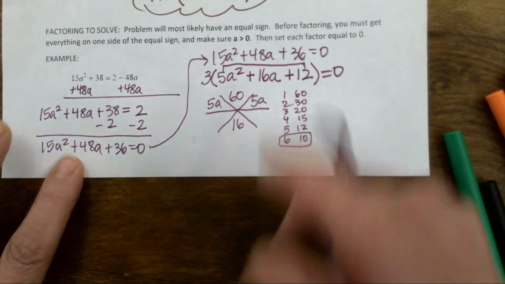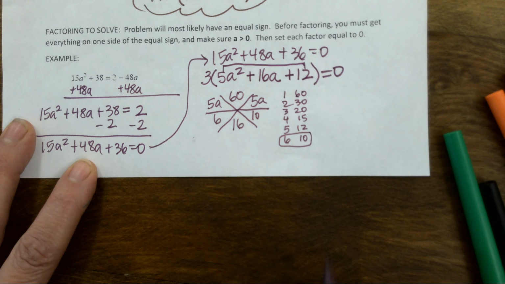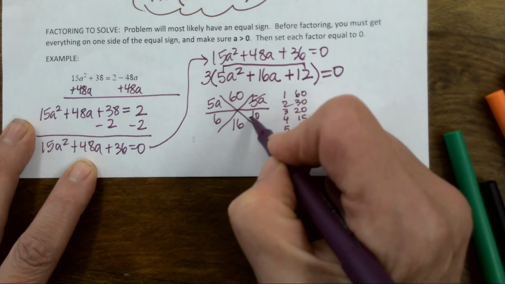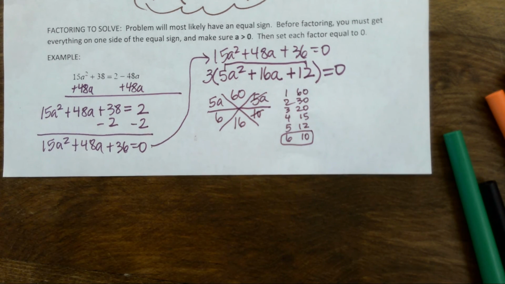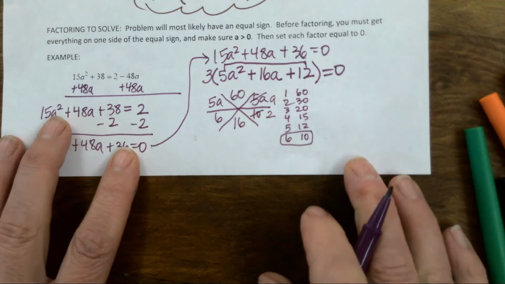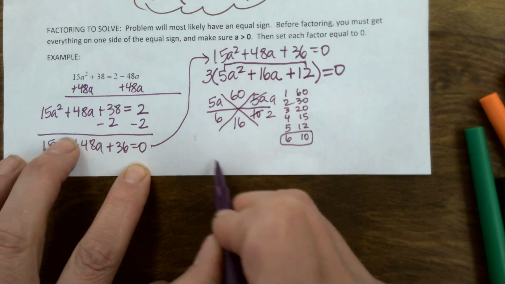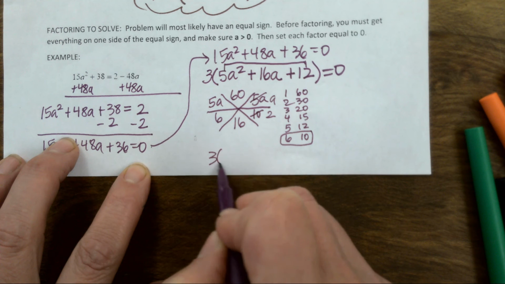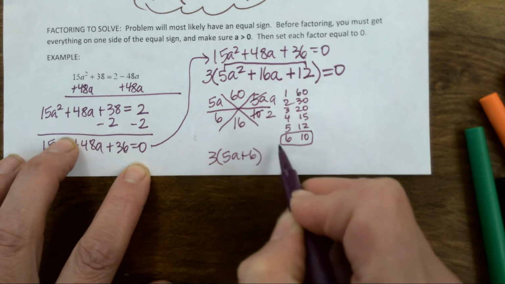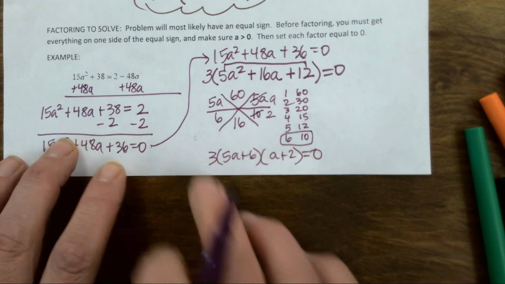So 6 and 10, so I'll put those in the spot and cancel what I can. Looks like, again, it just turned out that on the right-hand side is what I could cancel. Could take out a 5 out of both of those, so that's a and 2. And so my final answer is, not my final answer yet, the factored form is 3 times 5a plus 6 times a plus 2 equals 0.